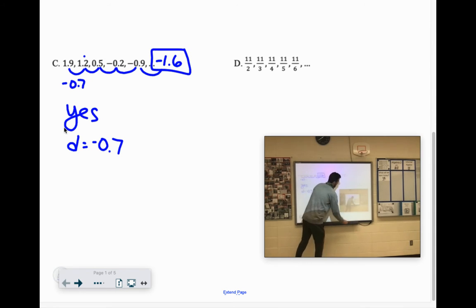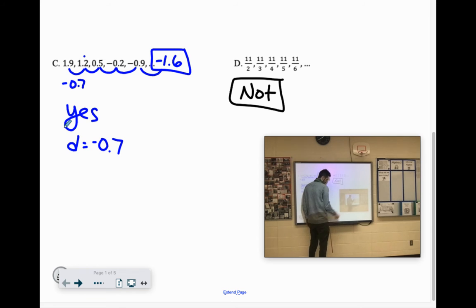Okay? And then let's look at this. I see the 11 stays the same. There's a pattern here for sure. The next one would probably be 11 over 7, then 11 over 8. But it is not adding the same amount each time. So this is not an arithmetic sequence.